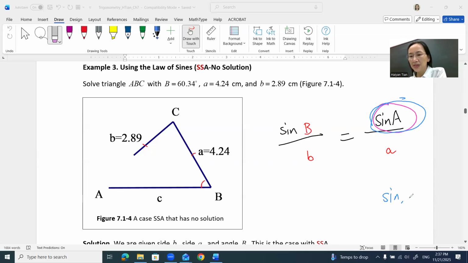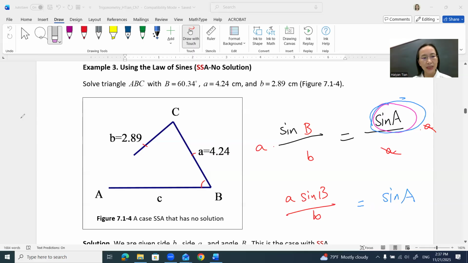So let's multiply both sides by the lowercase a. If we multiply both sides by a, you get a new equation. This is to get sine capital A on one side, just isolate. So we have only sine A on one side of the equation. The other side will become a times the sine B over b. So we are ready to get sine A.